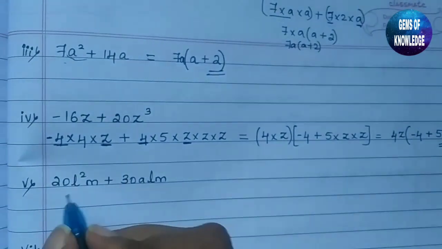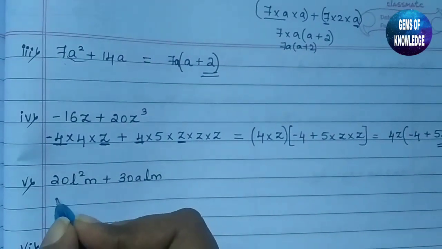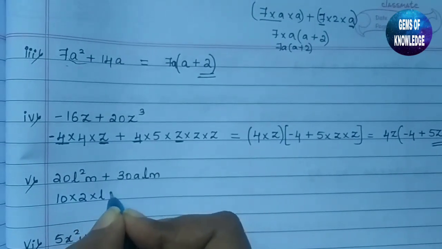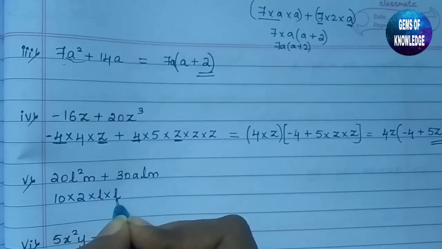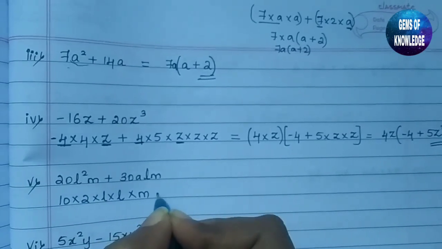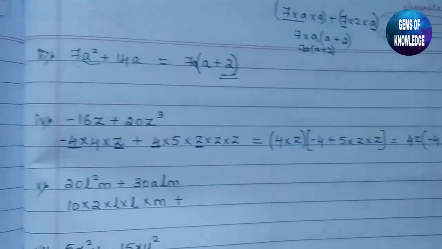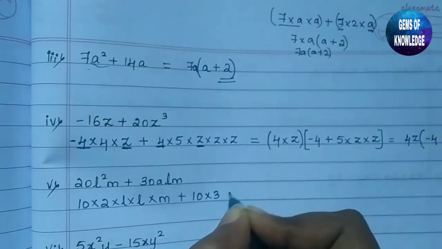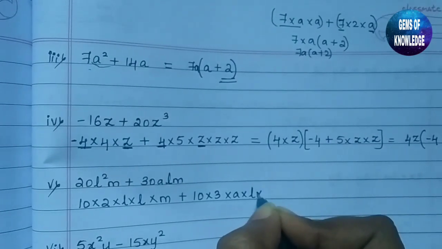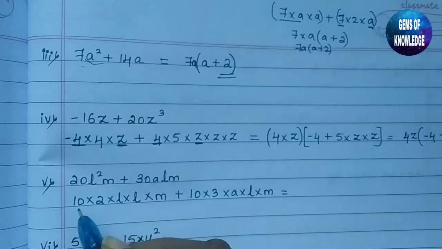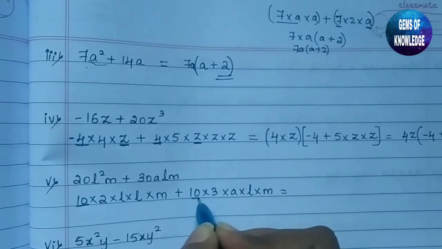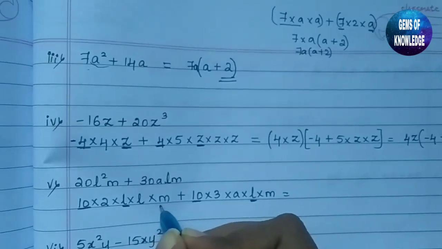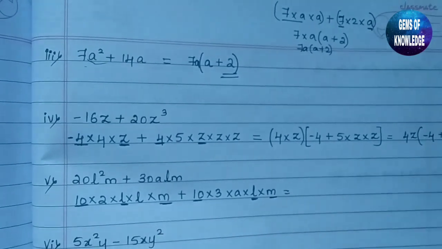Okay, similarly let me write here. Here also you are going to get 10 into 2, 10 2s are 20 into L, L is 2 times, so L into L into M, plus 30 can be written as 10 3s are 30 into A into L into M. So what you got common over here? 10 and 10 you got common. Similarly L and L you got common. Here M and M you got common.